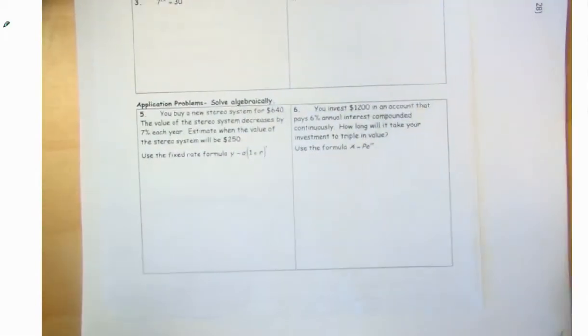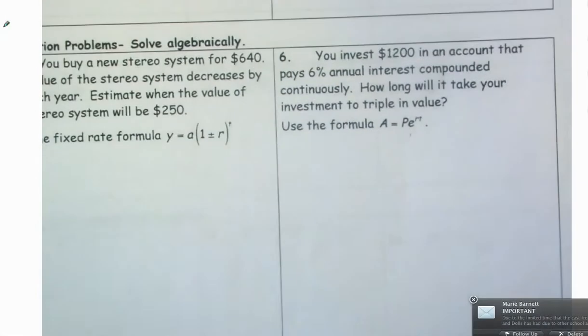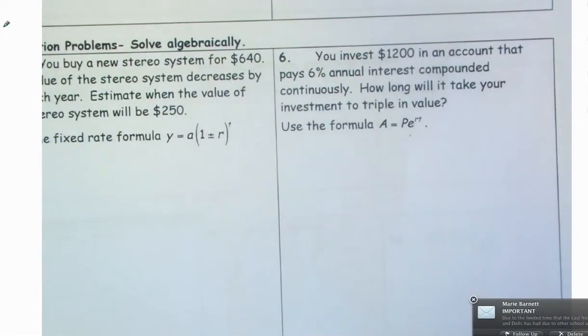What was the next one someone was asking about? Number 6. Number 6 says, you invest $1,200 in an account that pays 6% annual interest compounded continuously. How long will it take your investment to triple in value? So this is definitely one where you want your calculator fueled up, with good, solid batteries, so we can work this out. And it's straight up telling you here to use the formula. You need to know those formulas for tomorrow.